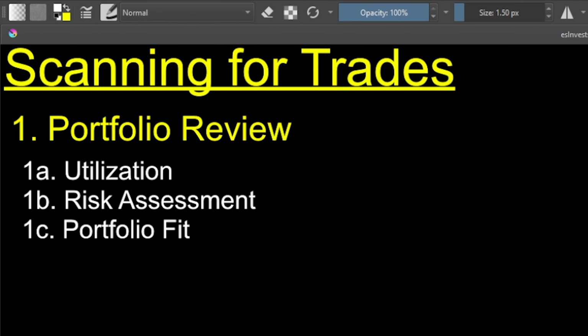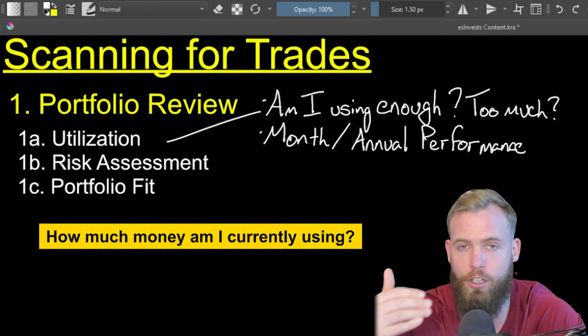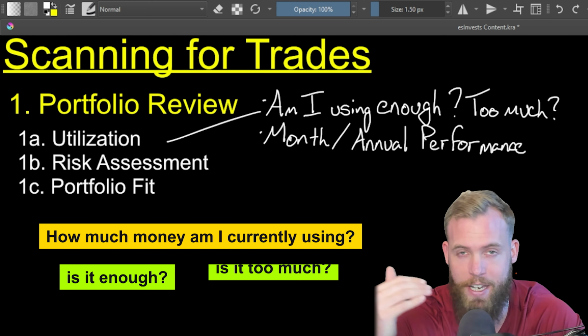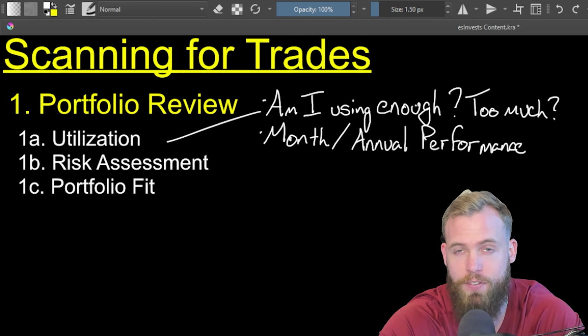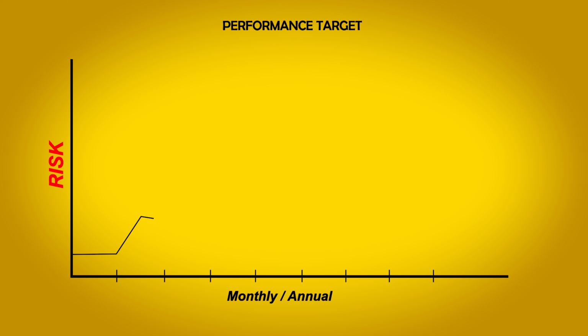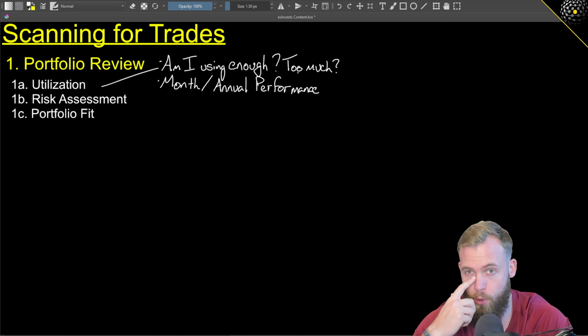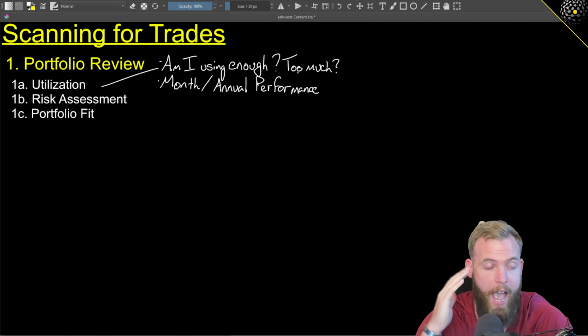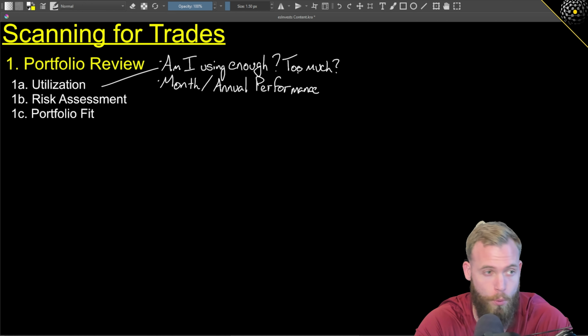So we start here and we look at three things. The first thing is utilization. How much money am I currently using? Is it enough or is it too much? What I'm asking here is, is it enough? Meaning, do I have enough risk out in order to continue moving me towards my monthly and annual performance targets? Or after I conduct a review of my portfolio, do I have too much risk out? At which point, I'm not scanning for trades anymore. I am going to be managing the portfolio.